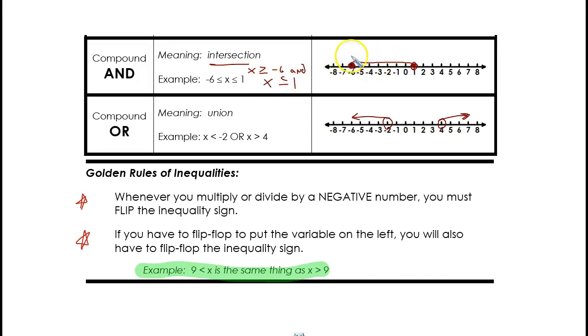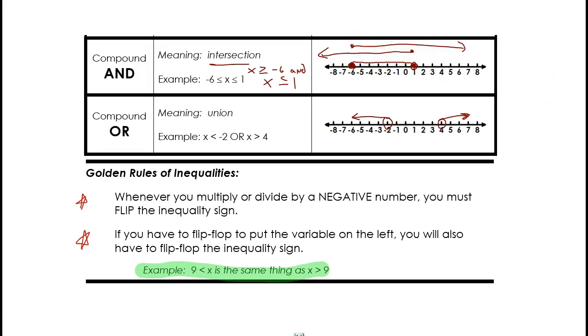Well, the stuff that's greater than or equal to negative 6 is all that stuff to the right. The stuff that's less than or equal to 1 is all that stuff to the left of 1. And the intersection is what's shared between them. It's just this inside part that's shared.